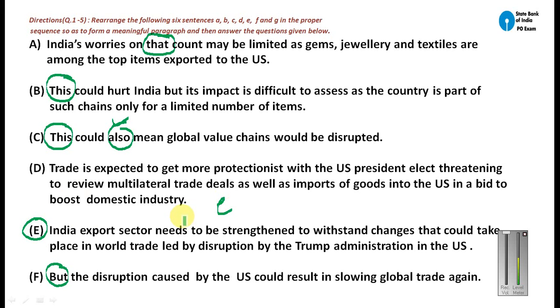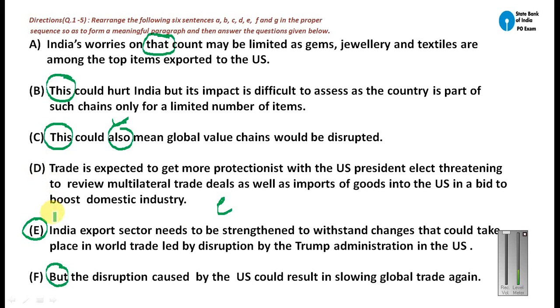India's export sector needs to be strengthened, it needs to be consolidated, to withstand, to tolerate changes that could take place in world trade led by the disruptions made by the Trump administration. So he is making lots of changes in the export sector and trade sector. How these changes will affect the Indian market, that is what we are talking about in this particular paragraph.